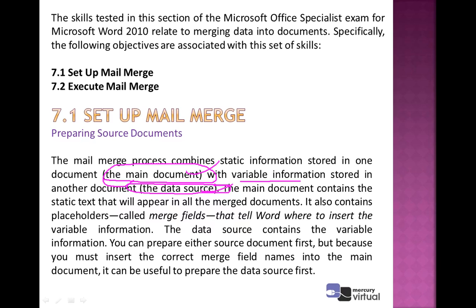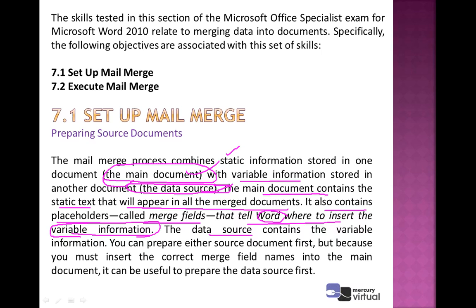So main document and data source are two things. The main document contains the static text. As the name suggests, static means it cannot be changed. That will appear in all the merged documents. It also contains placeholders known as merge fields that tell MS Word where to insert the variable information. In simple terms, static information is the major information, and the variable information is not the important information, but it can also be used in MS Word, and it tells MS Word where to insert the variable information.